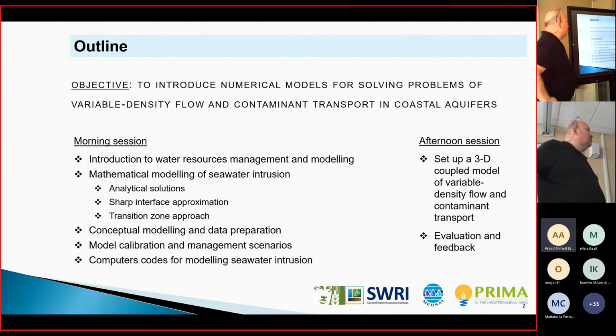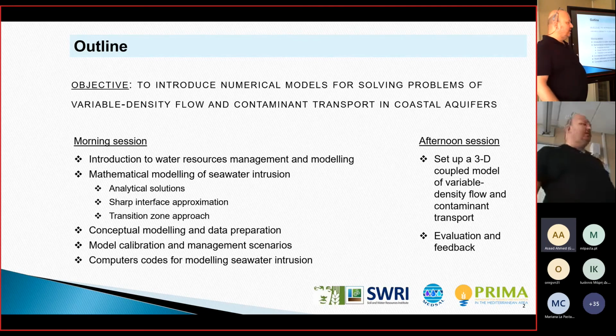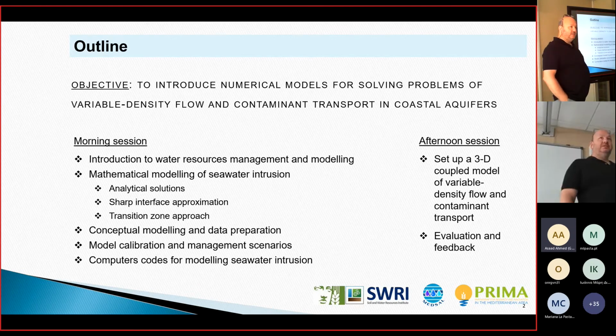Specifically, we will try to introduce the numerical models for solving problems of variable density flow and contaminant transport in the coastal aquifers. And in this morning session, we will see the connection of water resources management and modeling, the types of mathematical modeling for seawater intrusion, and particularly analytical solutions and numerical solutions based either on the sharp-interface approximation or the transition zone approach.